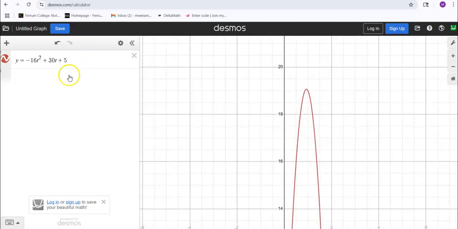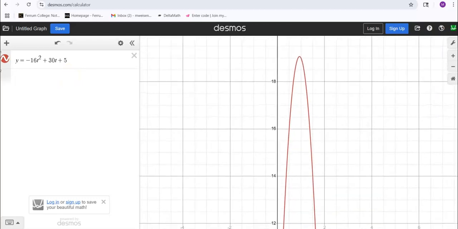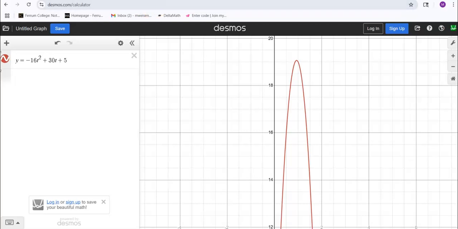So let's say I'm being asked to find the vertex or interpret that vertex. I can see here, and this is another great thing about Desmos, that I can just hover and click and I can see my vertex. And so I have some wild numbers here.